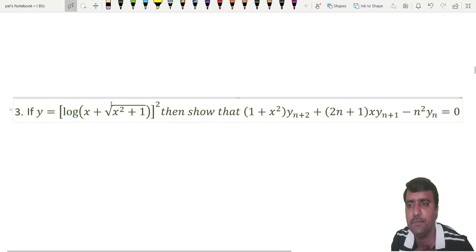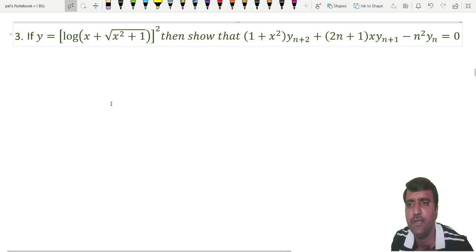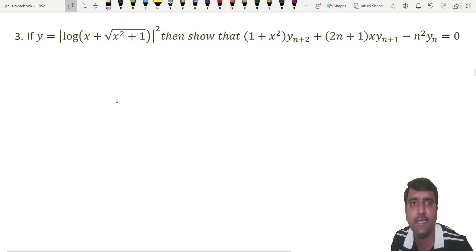Look at this problem: if y is equal to log of x plus root of x square plus 1, whole square. It is not just x plus root of x square plus 1 that is squared, it is the log, so the square includes the log. It is log of x plus root of x square plus 1, that whole square.